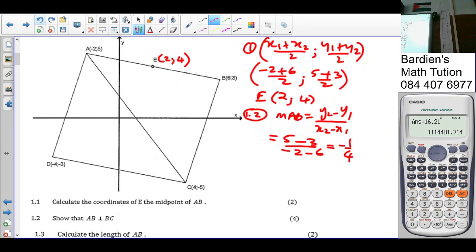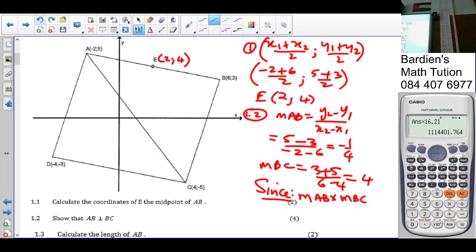So the gradient of BC is going to be 3 minus 5, which is negative 5... over 6 minus 4. Okay? So it will be 8 over 2, which is 4. So you see, yes, it is the case. So I state that the gradient of AB times the gradient of BC is equal to negative a quarter times 4, which is negative 1.